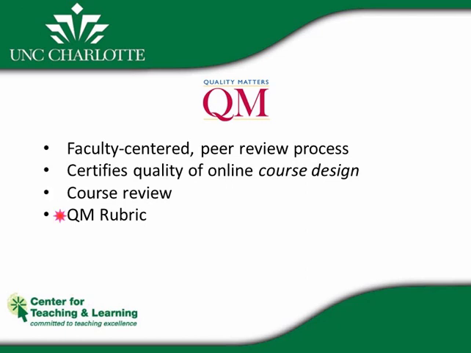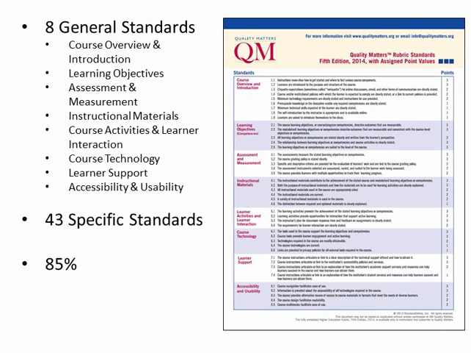The rubric has 8 general standards and 43 specific standards, and the review team goes through and rates each one of the standards on whether you met that standard or not. To get the Quality Matters certification, you need to achieve at least 85%. So you don't have to be perfect. You just have to get 85% of the possible points available on the rubric.